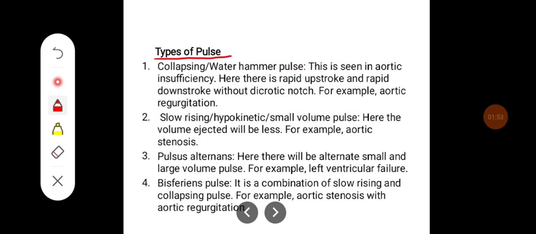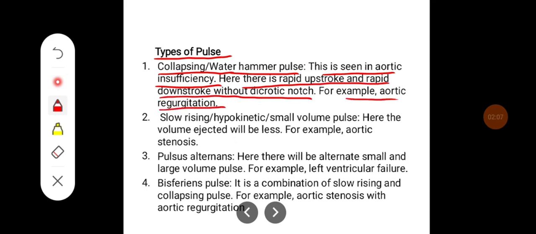Types of pulses. They can be collapsing or water hammer pulse. This is seen in aortic insufficiency. Here, there is a rapid upstroke and rapid downstroke without a dicrotic notch, for example, in aortic regurgitation.